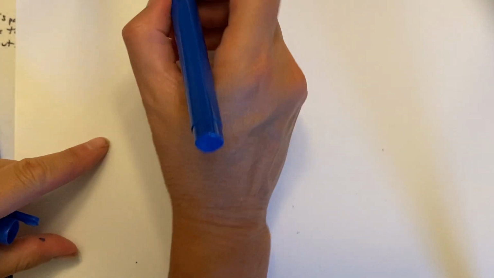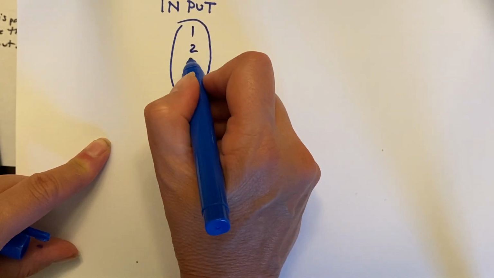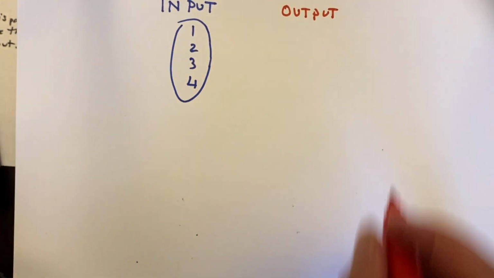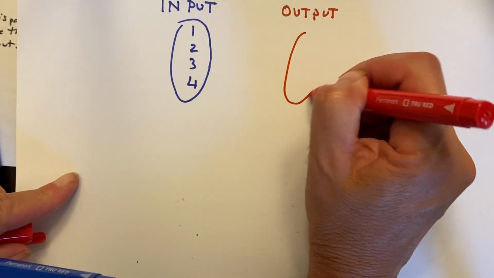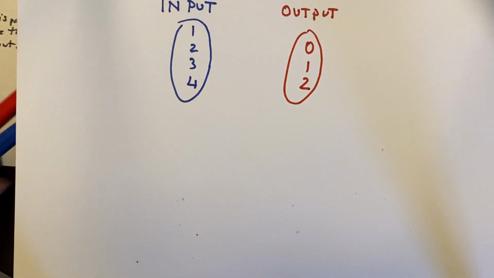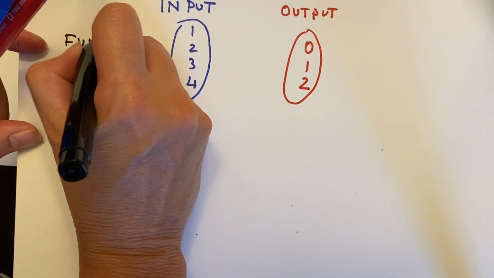Let's look at the mapping diagram. We have an input set of 1, 2, 3, and 4 paired with an output set of 0, 1, and 2. Now this is a function. It is a legitimate function.